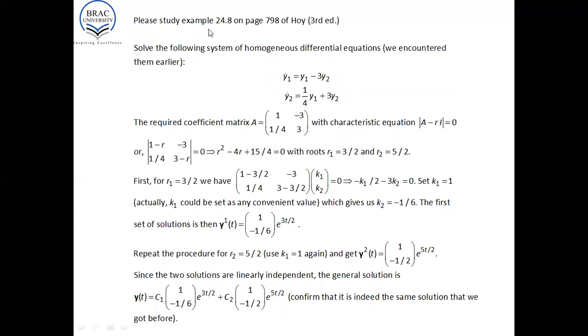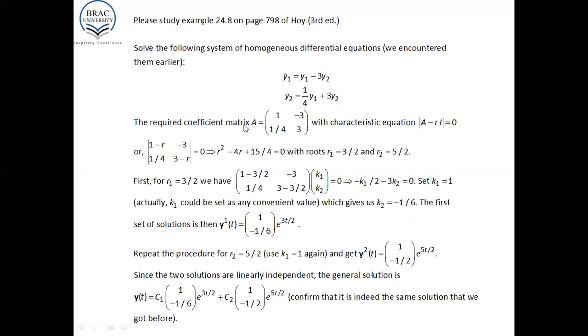Now, please study example 24.8 on page 798 of Hoy, the third edition. Please study the example carefully. Now, let us solve the following system of homogeneous differential equations. We encountered them earlier. So we have y1 dot is equal to y1 minus 3y2, and y2 dot is equal to 1 by 4 y1 plus 3y2.